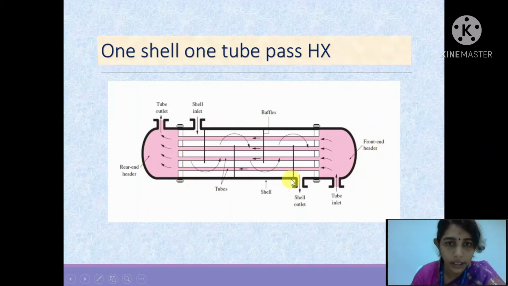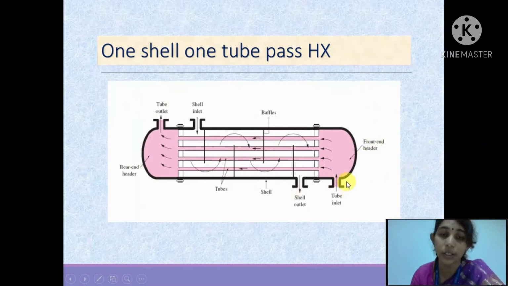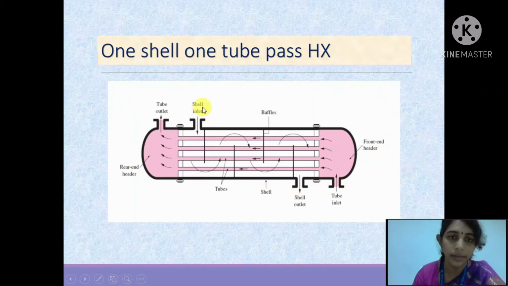So there is a shell inside which there are 4 tubes, and there is a header on the rear end and another header on the front end. Here you can see baffle plates. So when I say shell and tube, these are the essential components that should be present in a heat exchanger.